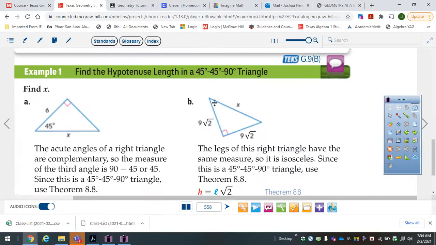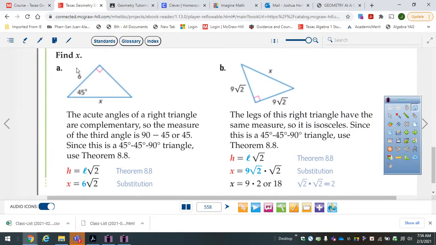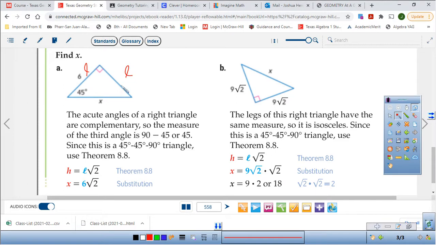Let's move on up. Okay, find x. So x is this one right here. If you remember, that was your leg, and this one here is the leg times the square root of 2. We know what L is: 6 is L, so we just plug it in. So x is equal to 6 times the square root of 2.